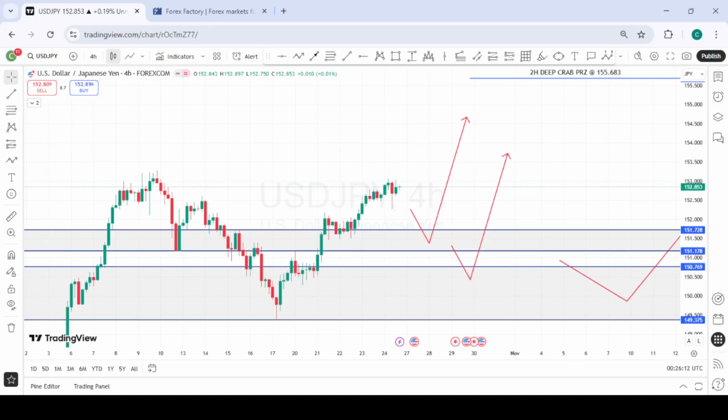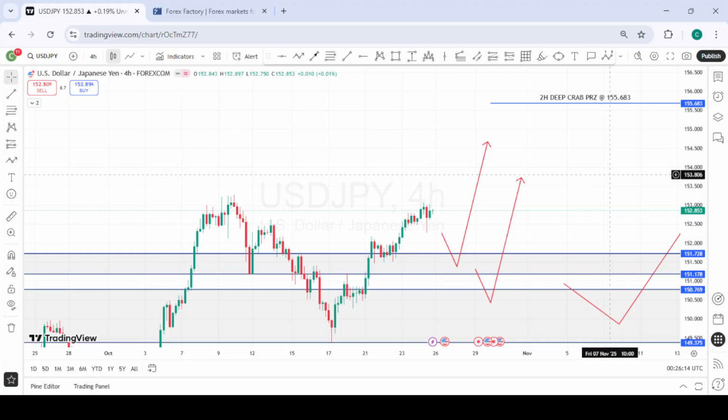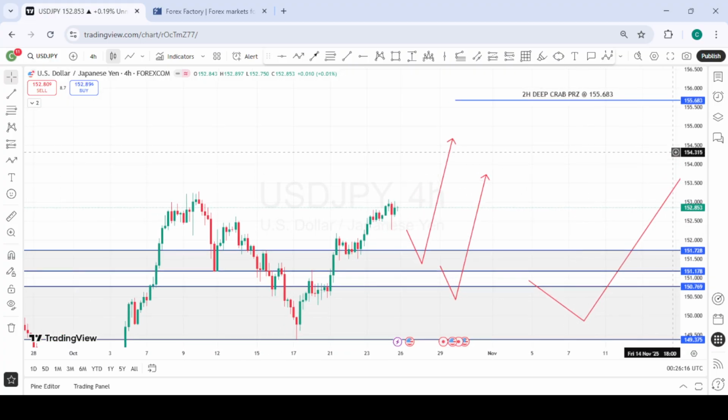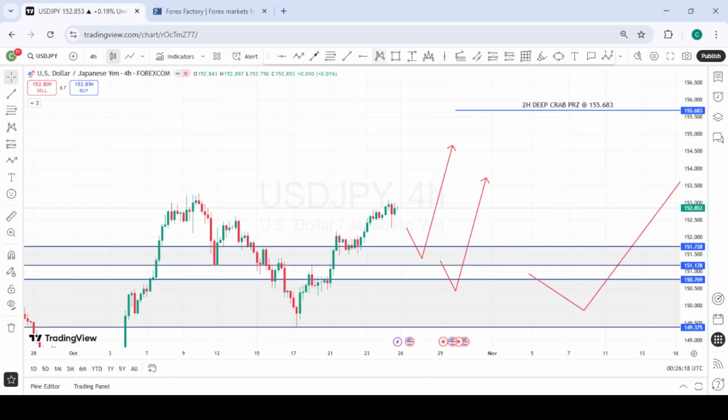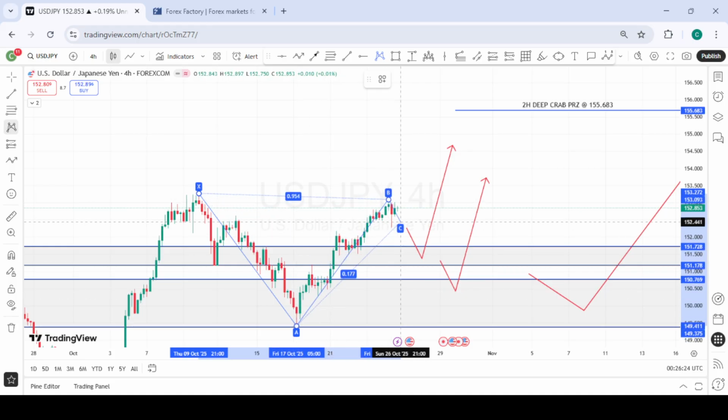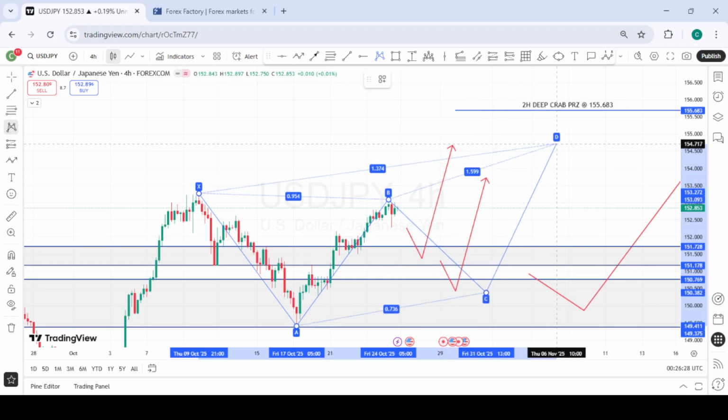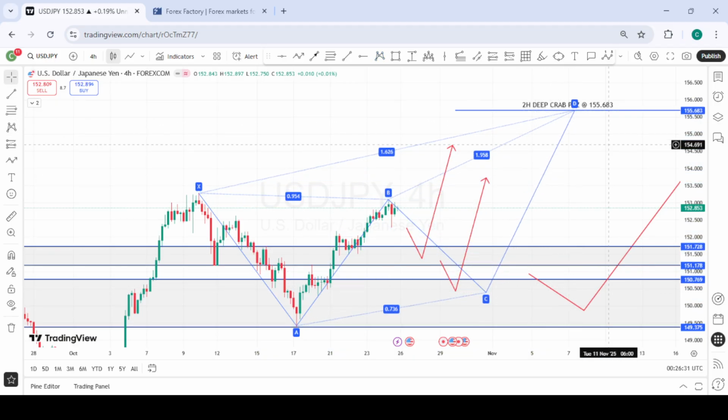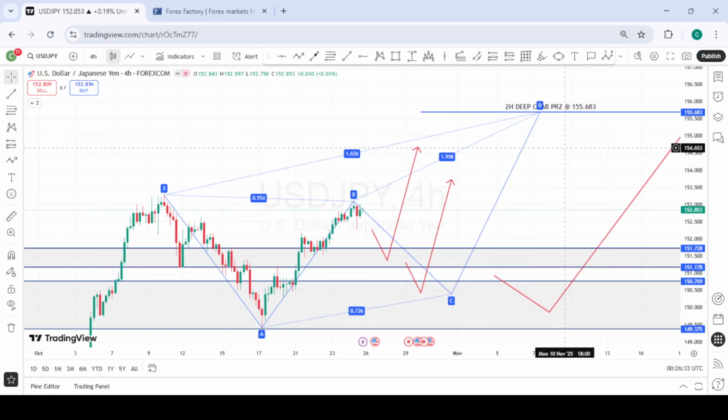If this develops, we might see a possible deep crab pattern formation, a harmonic pattern forming. So if that happens, this will be our X, this will be our A, this will be our B, our possible C, depending on where it's going to reverse. Then we look for buying opportunities to complete the harmonic pattern, a possible harmonic pattern that we are yet to identify here. So let's look out for that on USDJPY.